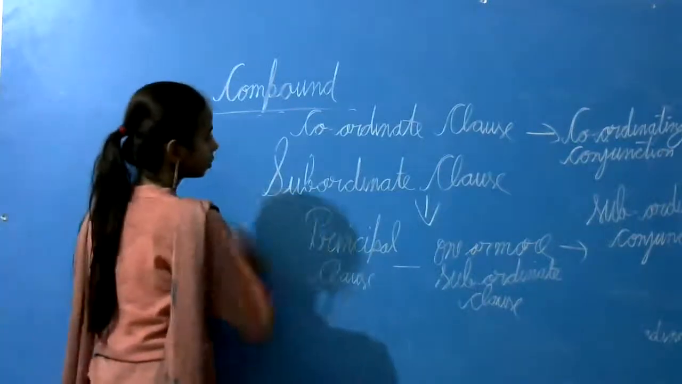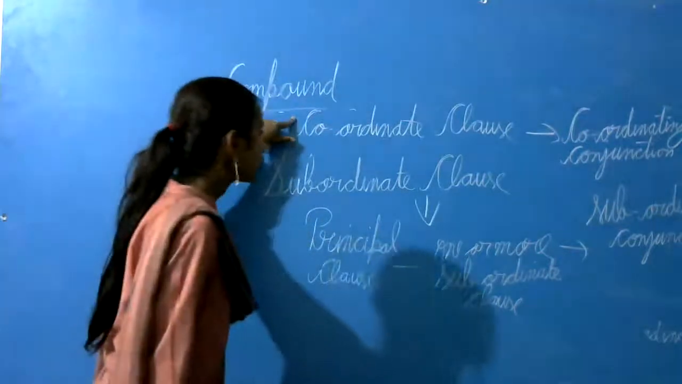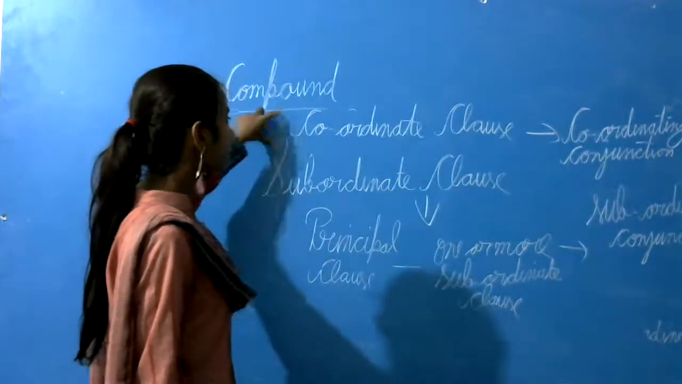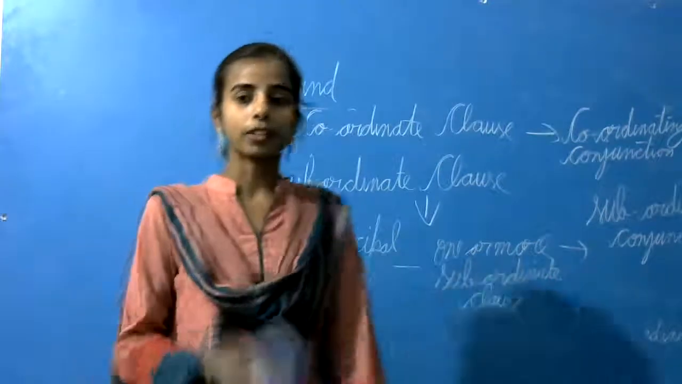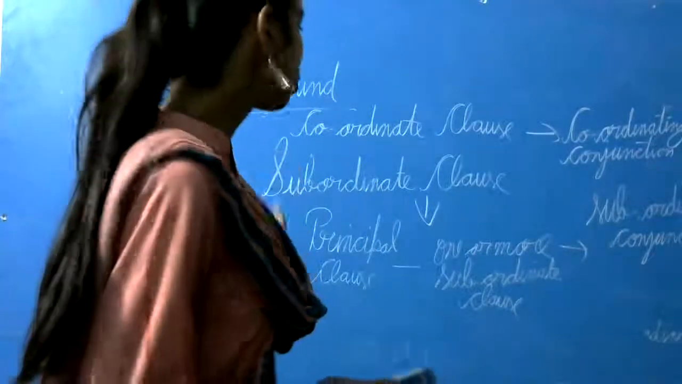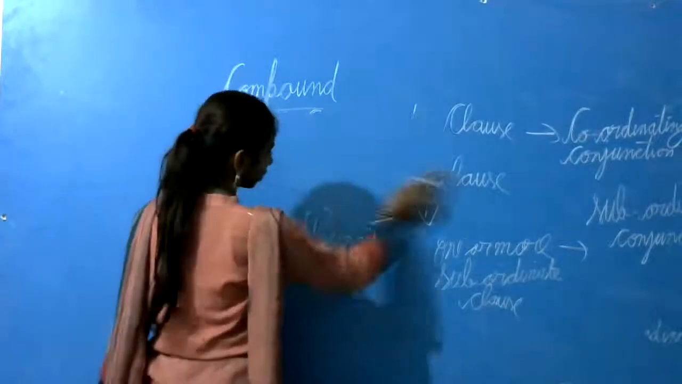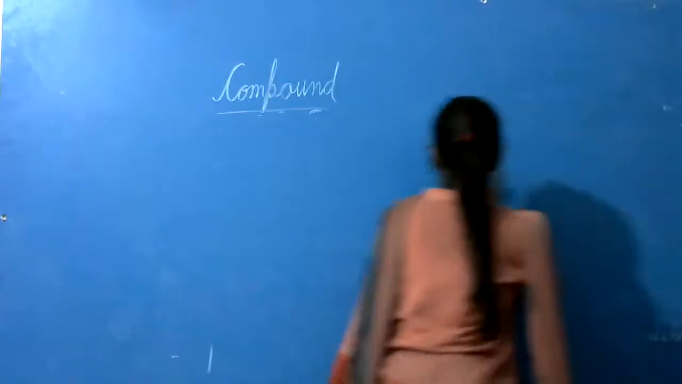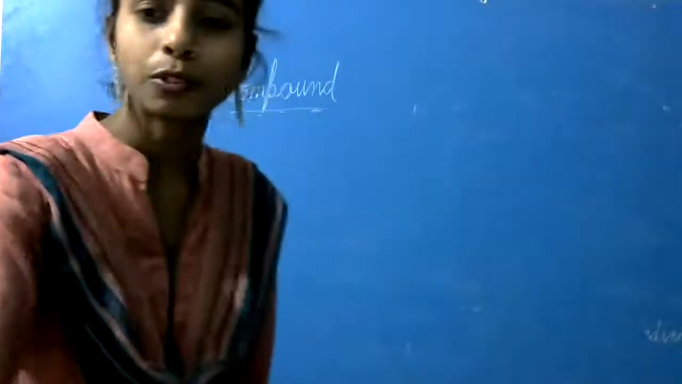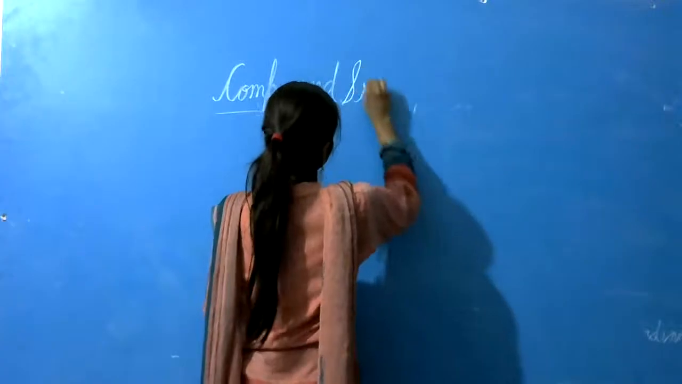Now I am going to tell you. This is just a point to remember. It is not a definition. I just tell you what is coordinate clause and what is subordinate clause, because these 2 points will be used in the definition of compound sentences and complex sentences. These 2 points will be used in these two definitions that I am going to tell you further. Okay, done? Everyone noted? Class 7. Yes, Anushka. Now I am going to tell you about compound sentence.